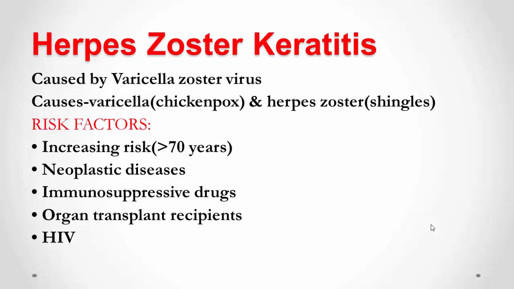Herpes zoster keratitis. It is caused mainly by varicella zoster virus. It causes what is called chickenpox at young age or in children, while in old age it is called herpes zoster infection, or shingles. Risk factors for developing herpes zoster keratitis include increased age, more than 70 years old, neoplastic diseases, immunosuppressive drugs, organ transplantation recipients, and human immunodeficiency virus. All these conditions lead to decreased immunity and appearance or recurrence of the herpes zoster infection.